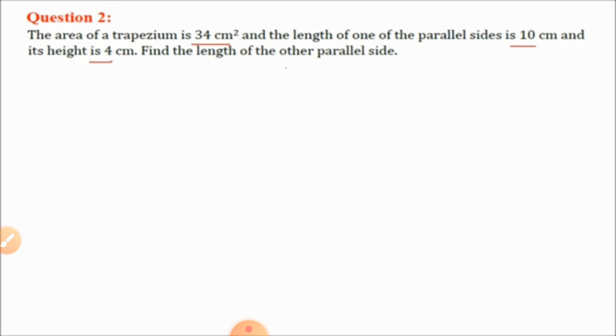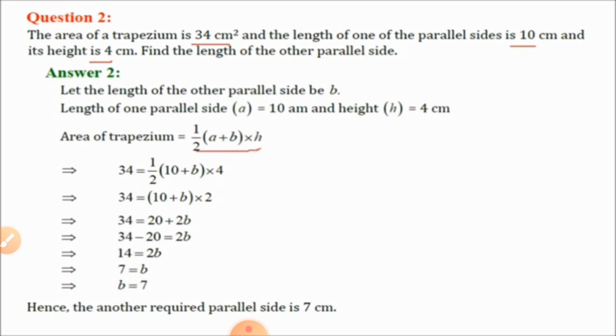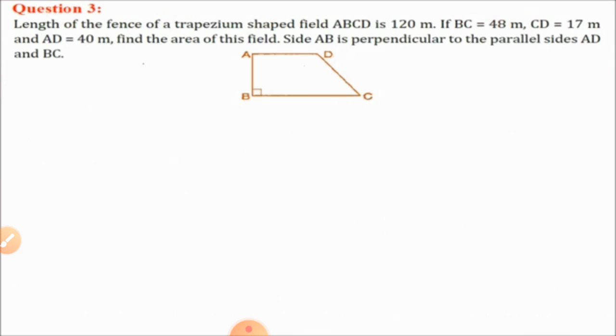Student, whenever you have to find the third value, that means two values will be given. We have the same formula, 1 by 2 times the sum of the parallel sides multiplied by height. Here, suppose A is equal to 10. Now we are going to find B. Height is already given, 4 centimeter. Put the values, and the area of the trapezium is given. When we put it in and simplify, first of all take out this 2. 2 into 4, okay, now 10 plus B, and finally you get B is equal to 7.